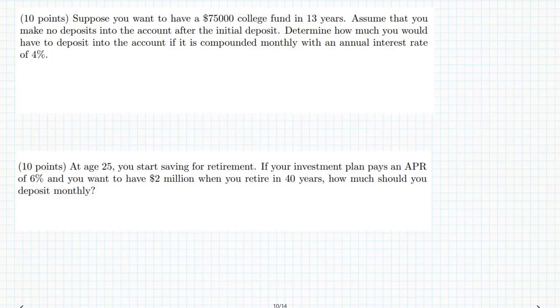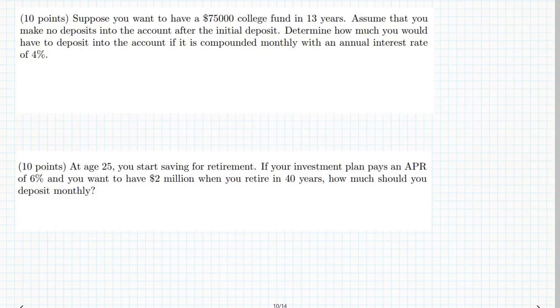So now moving into the next bit, this is going to relate to some of your choices later on down the line. Suppose you want to have a $75,000 college fund in 13 years. Assume that you make no deposits into the account after the initial deposit. Determine how much you would have to deposit into the account if it is compounded monthly with an annual interest rate of 4%. Wowzers, right?